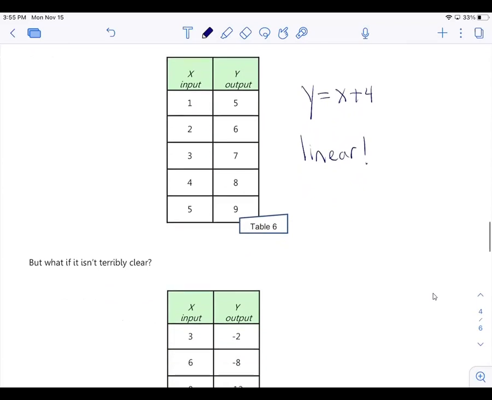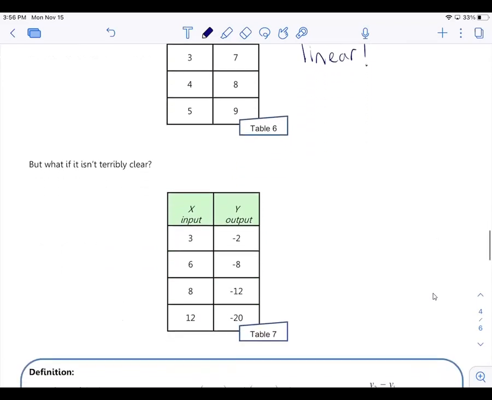But then some of us still might even look at that table that we just did and be like, I don't really see it all that much, but I want to get you there. But if it's not terribly clear, for example, 3 to 6, that's going up 3, right? But then what about 6 to 8? How much did that go up? 2. 2, thank you, Walter. And then 8 to 12 is 4, so that's not constant. So then it's really hard to see, all right?